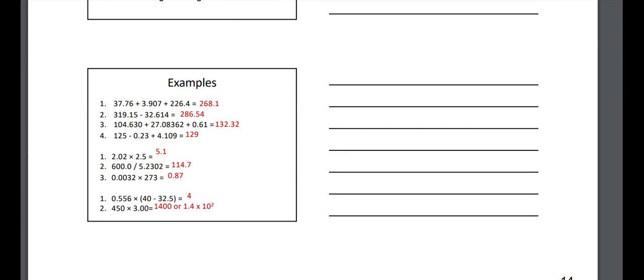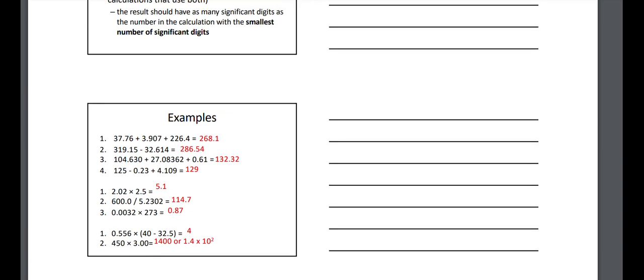So let's do the first one, 37.76, 3.907, and 226.4. As you see, this is an addition operation, correct? So what we will need to make sure is that our final answer has the same number of decimal places as the number with the smallest number of decimals in the numbers that I'm trying to calculate.